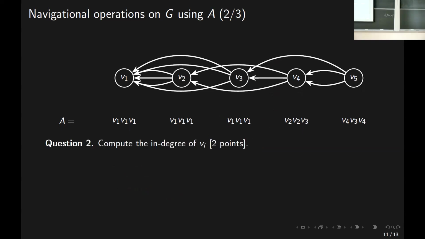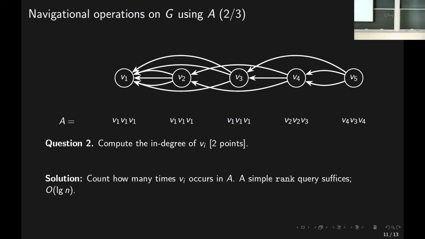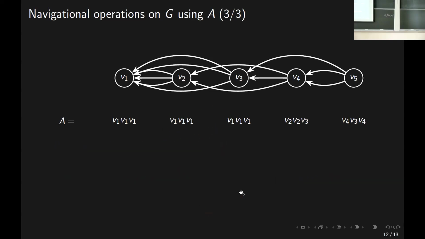Okay, next query, compute the in-degree of vi. The in-degree of vi is essentially the number of times vi appears in the string A. Again, we can simply use a rank query on the string. It's essentially the number of times that vi occurs. So a rank query on the entire string, and that also takes log n time.